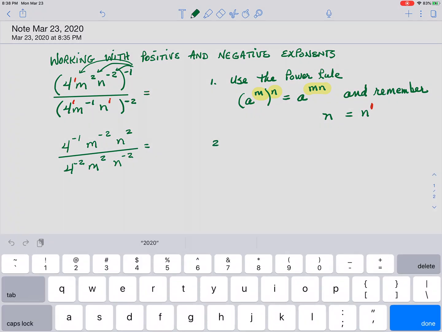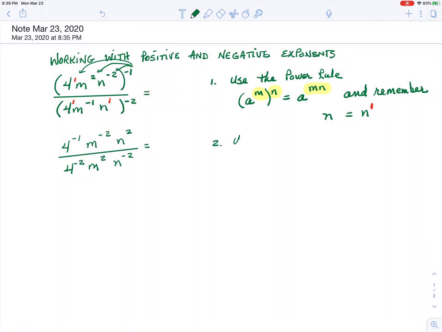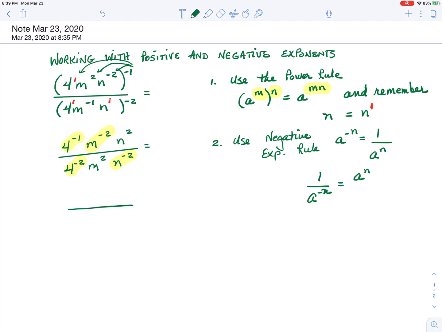Okay, so the next thing I want to do is use the negative exponent rule. And that says if you have two situations, if you have some base raised to a negative power, you can shift that down into the denominator to the positive power. And the reverse form of that is if you have something in the denominator that's raised to a negative power, you can bring that up into the numerator and raise it to the positive power. So I see several things here that have negative exponents that need to be moved around. So let's take care of each of those.